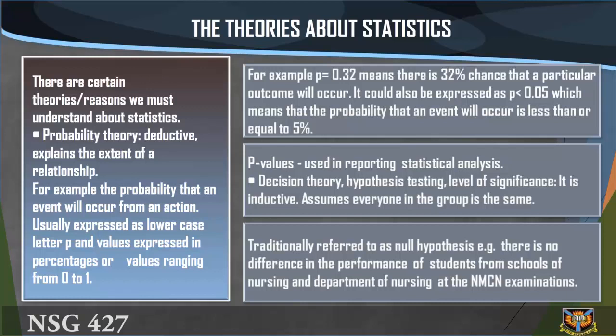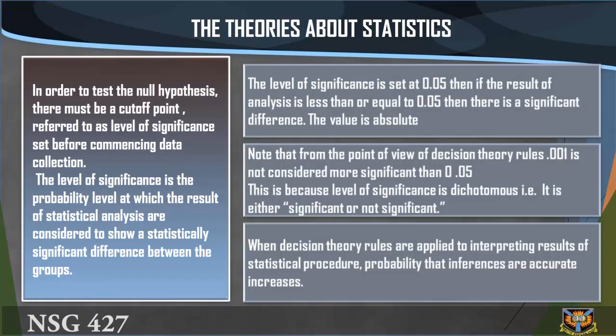2. Decision theory, hypothesis testing, level of significance. It is inductive with the assumption that everyone in the group is the same. This is what is traditionally referred to as null hypothesis, e.g., there is no difference in the performance of students from schools of nursing and department of nursing at the NMCN examinations. In order to test the null hypothesis, there must be a cutoff point set before commencing data collection. The cutoff point is referred to as level of significance. The level of significance is the probability level at which the results of statistical analysis are considered to show a statistically significant difference between the groups. The level of significance is set at 0.05. Then, if the result of analysis is less than or equal to 0.05, then there is a significant difference.